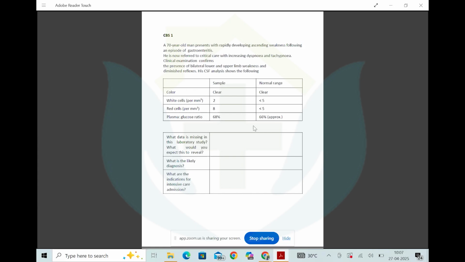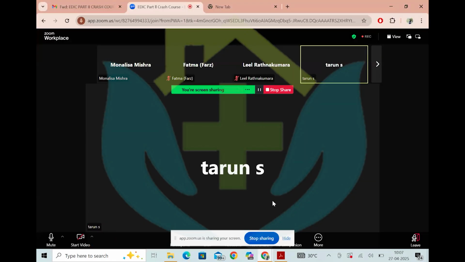So, any of you can answer this. What data do you think is missing in this lab study? CSF protein. Okay, good. So, what is the diagnosis here? Possibly Guillain-Barré syndrome. Okay, what makes us think that it is Guillain-Barré syndrome? Preceding history of gastroenteritis with ascending paralysis.